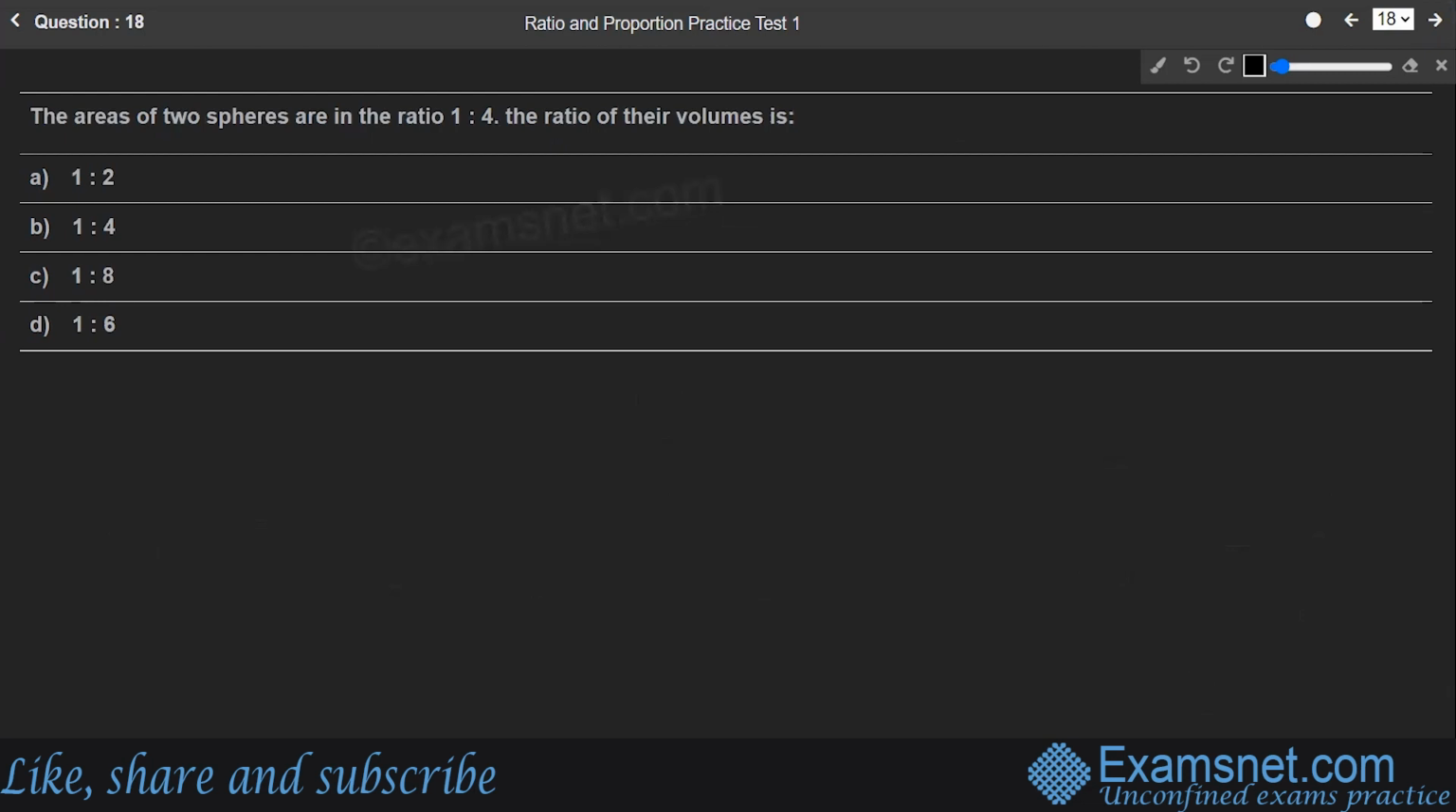Okay, the areas of two spheres are in the ratio 1:4. The ratio of their volumes is what is supposed to be found out. So let us find out the area of the sphere. What is the formula for the area of a sphere? That is nothing but 4 pi r square, where r is the radius. They have got two spheres and their areas are in the ratio 1:4.